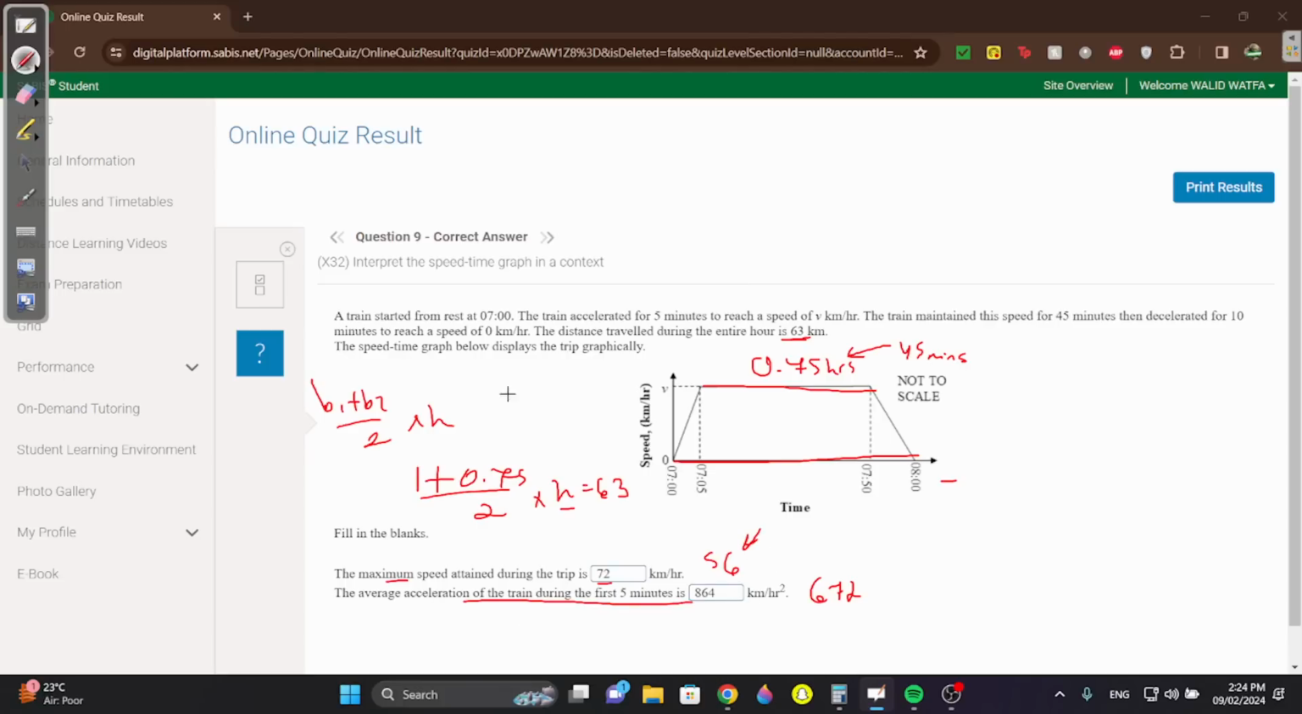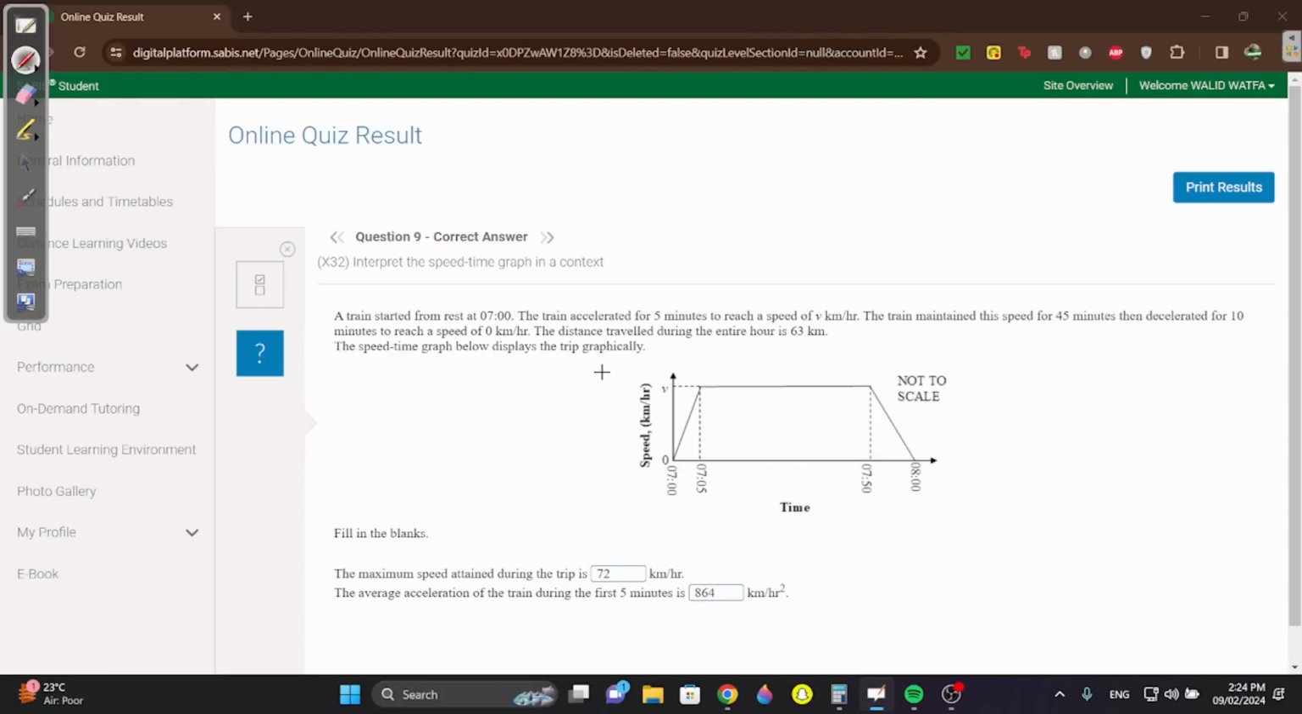And then the acceleration of the train during the first 5 minutes. For part B, the acceleration during the first 5 minutes, that means they want velocity final minus velocity initial over time final minus time initial. The final velocity we said is 72 because it's over here, okay, at the 5th minute. And then the initial velocity was obviously 0, so 72 minus 0 over the time. 5 minutes, we need it to be in hours. So it's going to be 72 over 5 divided by 60 because that's how you convert it to hours, and you're going to get 864. That's how you do it.